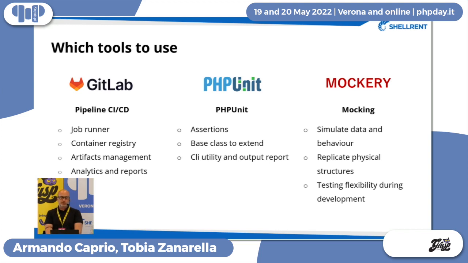Then we needed to simulate real data and behavior of classes and external services, replicate physical server structures, have flexibility during development for the expected data and classes that are yet to be implemented, and isolate and easily recreate the responses from APIs. So to make this data, we chose the Mockery library.